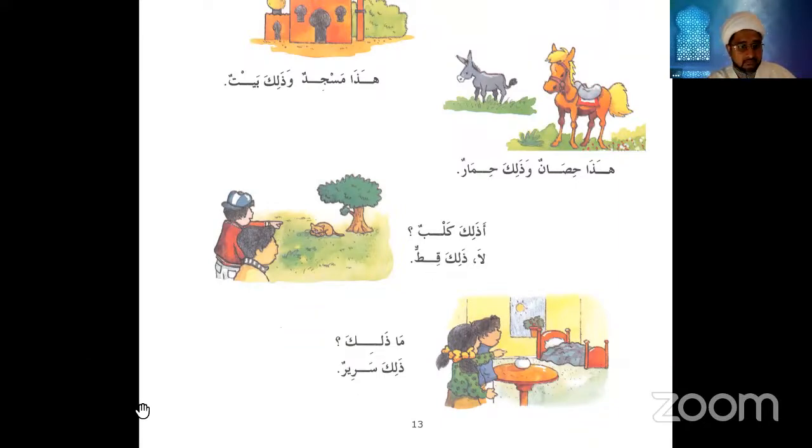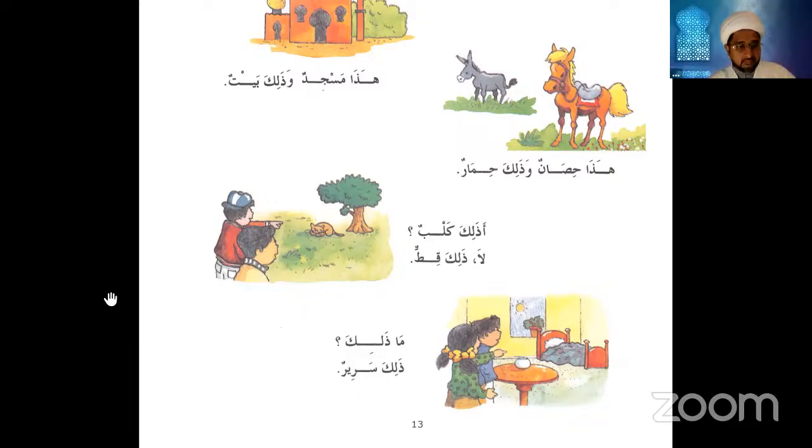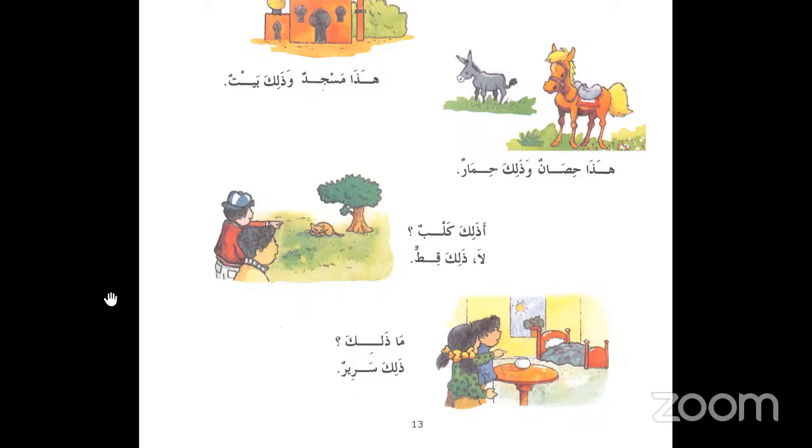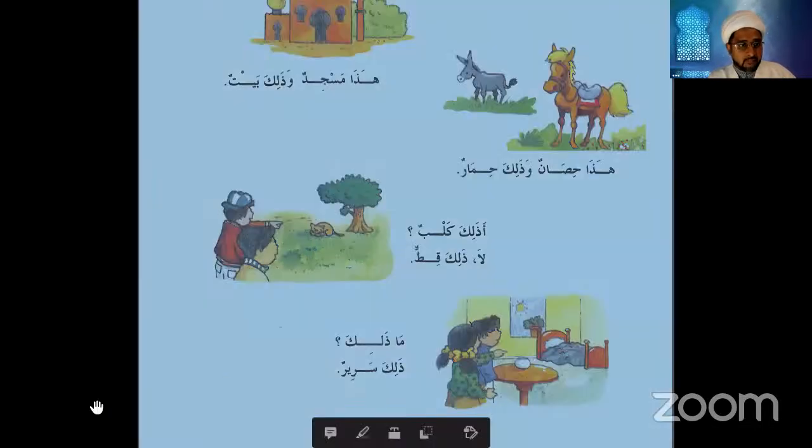Adhalika kalbun, is that a dog? La, dhalika qittun. Excellent. No, that is a cat. Ma dhalika, what is that? Dhalika sarirun, that is a bed. Excellent. Thank you. Jazakallah. Right. Next one.